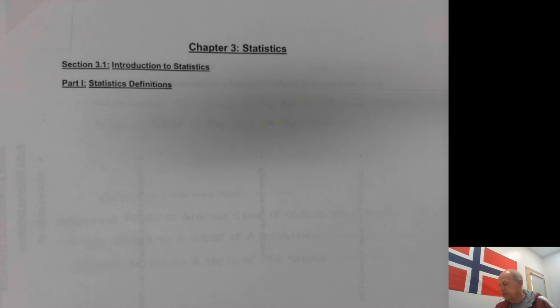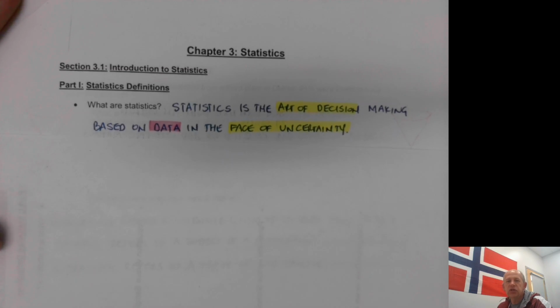So the purpose of this video is to take a look at some basic definitions of statistics and how they're used in various capacities in describing data sets and statistical analysis. So let's take a look at some of the basic statistics definitions. And statistics is the art of decision making based upon data in the face of uncertainty.